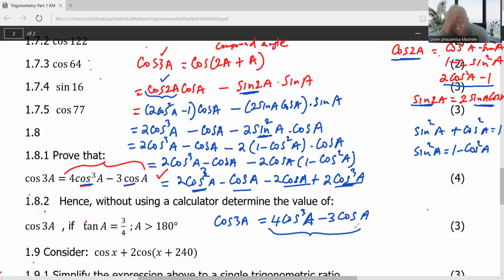Then the second question says, hence, which means using whatever you just proved now. Without using a calculator, determine the numerical value of this. We want the value of this guy.